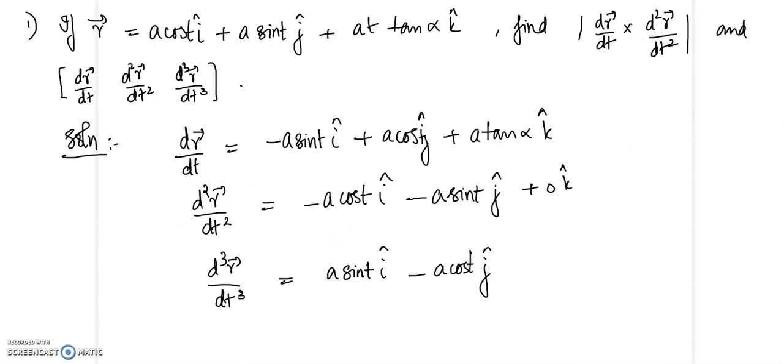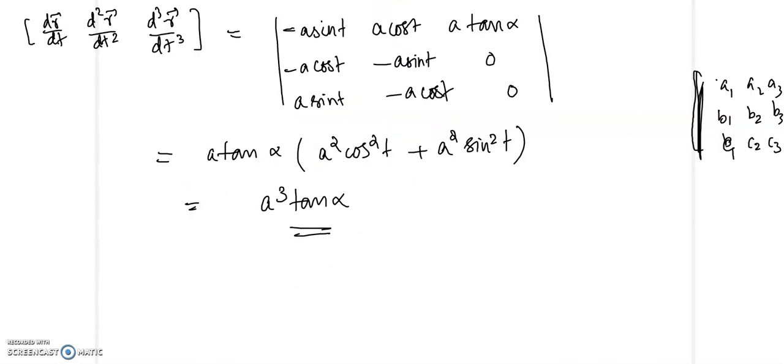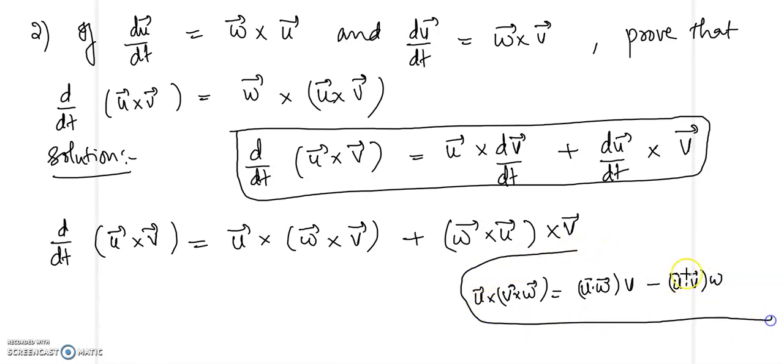And now let us look into the formulas we have taken. Okay, u cross v cross w is u dot w into v minus u dot v into w. Okay, so let us write this formula. u cross v cross w will be equal to u dot w into v minus u dot v into w. So now let us use this formula.